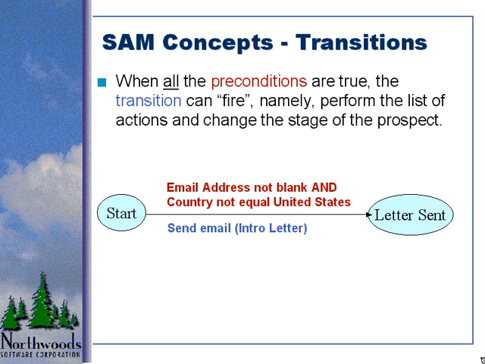The definition of the preconditions is that they all have to be true for the transition to fire. So in the case where there's an email address but it's the United States, this particular transition that you see here won't fire because part of it's true but part of it isn't. So that allows you to define some fairly powerful tests for what to do when.